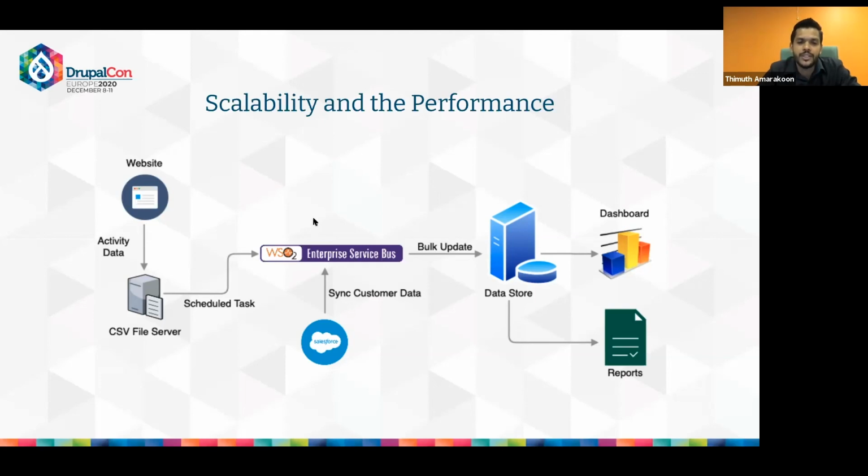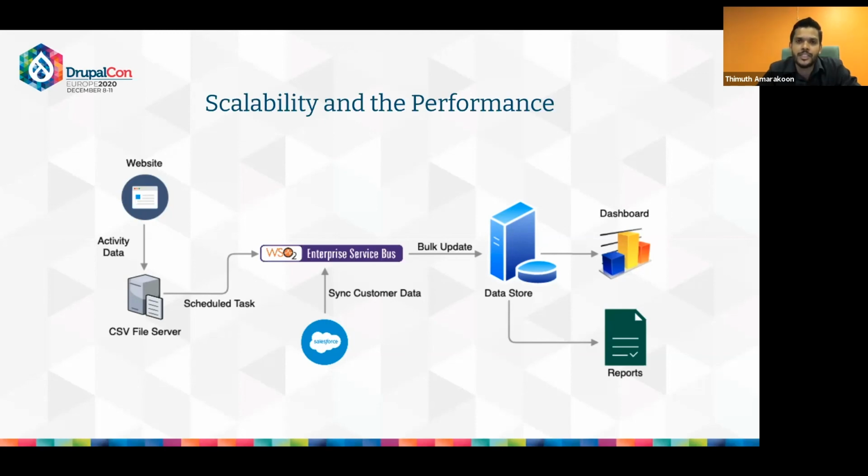And we have a scheduled task to go back to this file server and read the activity data and the visit data and feed it into our data store, the main marketing database. And it will do that in bulk. So it will feed the data twice a day, and it will update this data in bulk. And also it's connected with our customer data, with our CRMs and other systems.